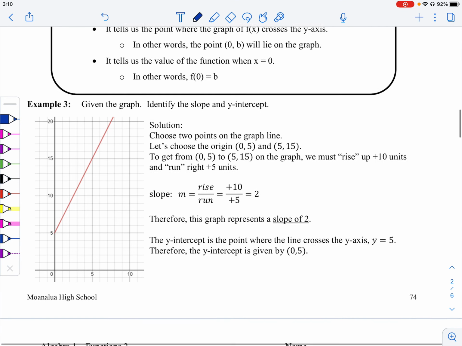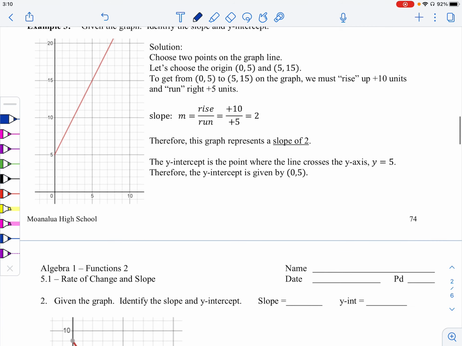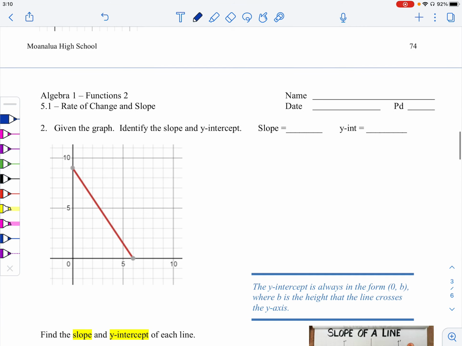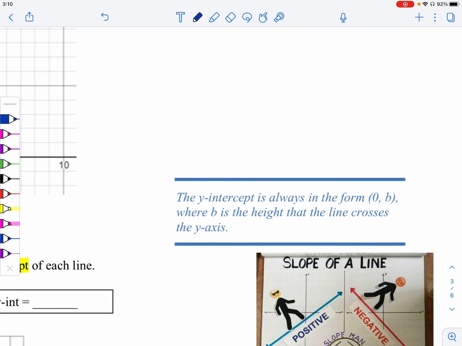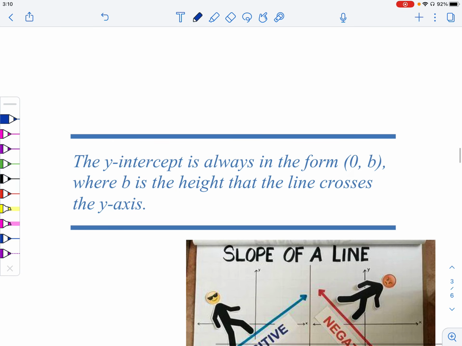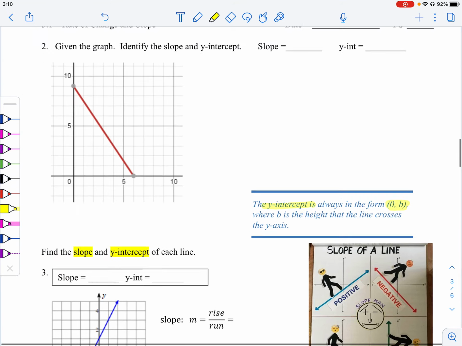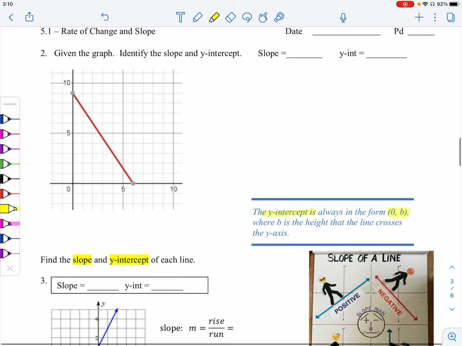Okay, so given a graph, we should be able to find the slope and the y-intercept. The y-intercept is always given in the form (0, b), where b is the height that the line crosses the y-axis. So we want (0, something) for a y-intercept. So let's look at our y-intercept first.